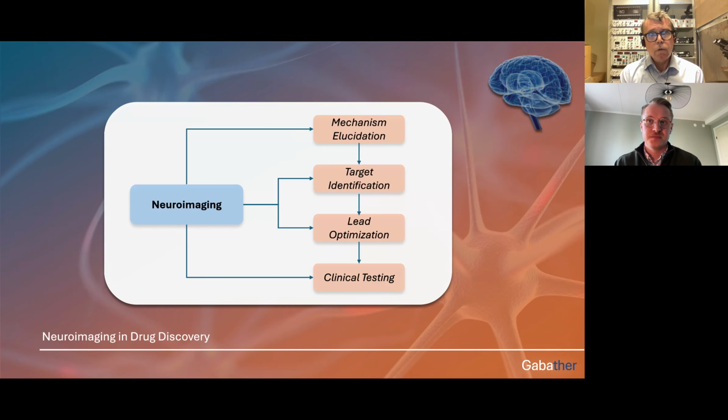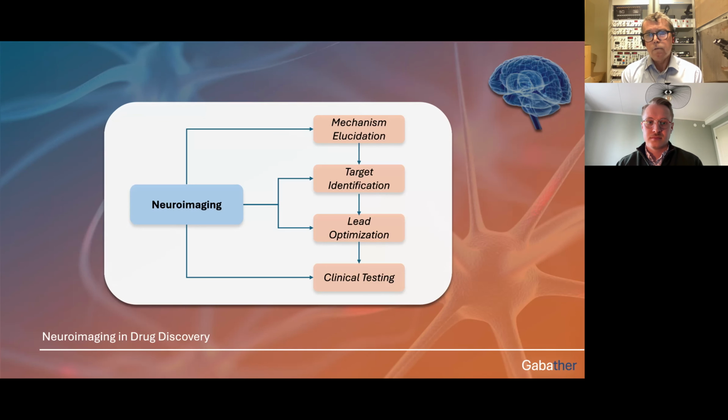Exactly. So, one of the big ideas and vision in our strategy, because this is after all Gabbard insight and strategy, is to use neuroimaging methods for drug discovery in particular. And why would you use neuroimaging? Where can you use it? I tried to put that on the first slide. You can use it for how your drug works, mechanism elucidation, where your drug works, how to optimize if you have a whole series, and into clinical testing.